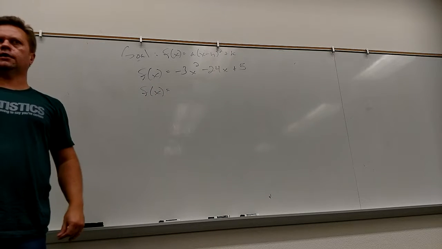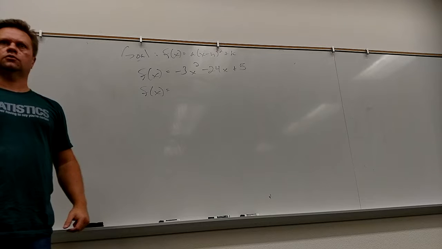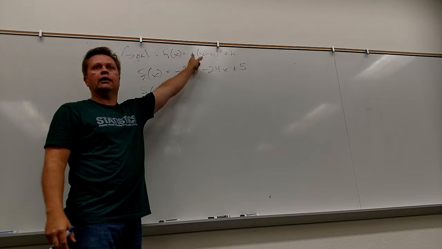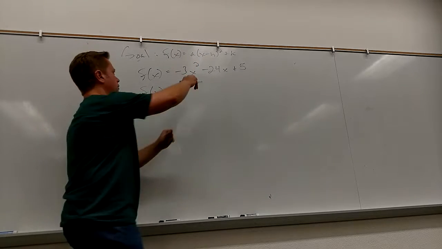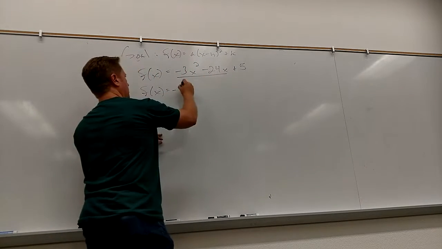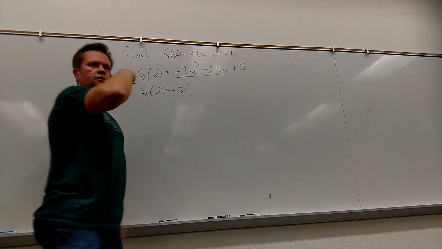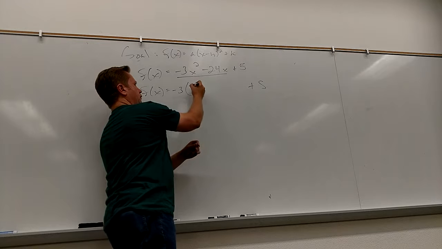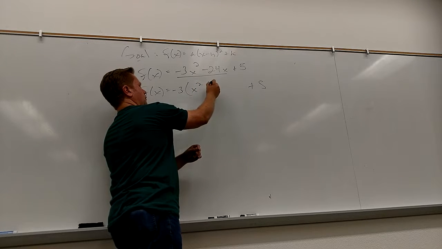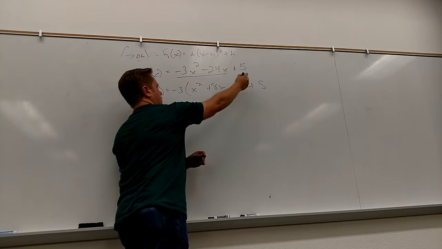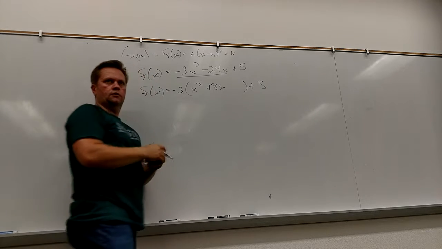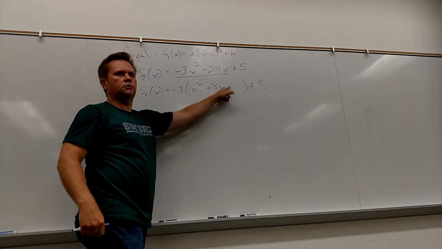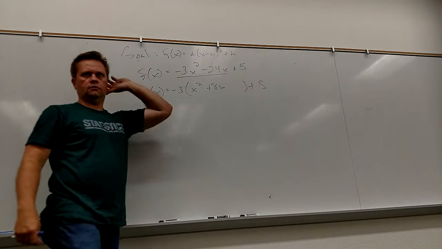So what's the first thing I do? Really think about it like the first thing you do is get A out there. So you factor negative 3 out of all the x stuff, and you leave the plus 5 alone. So then you're left with plus 8x. Whatever I put there is not really what I'm doing to the function. I'm doing negative 3 times that.